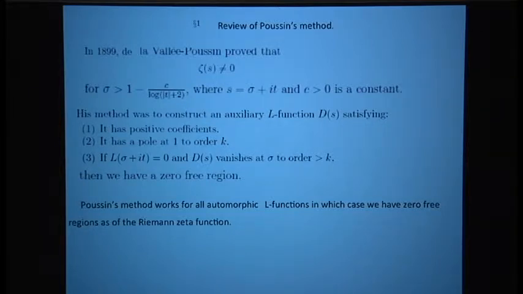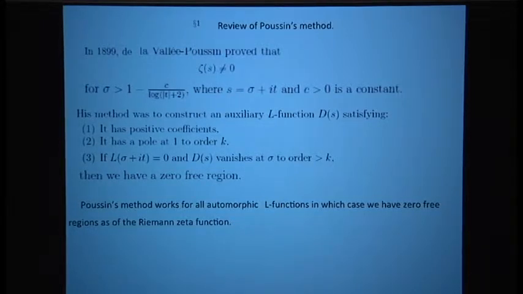a Dirichlet series D of s with the following properties. The first condition is it has positive coefficients. Second condition, it has a pole at 1 of order k. The third condition: if the L function vanishes at sigma plus it, and D of s vanishes at sigma to order strictly bigger than k, then the L function L of s has a zero-free region like the Riemann zeta function.